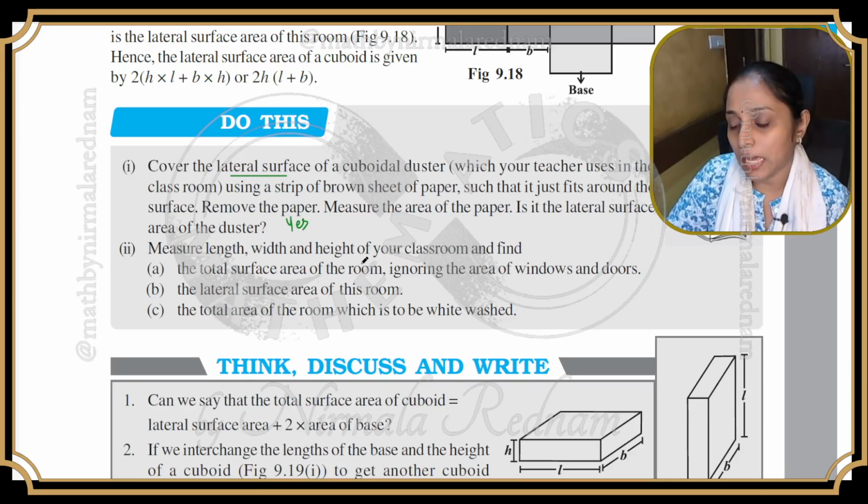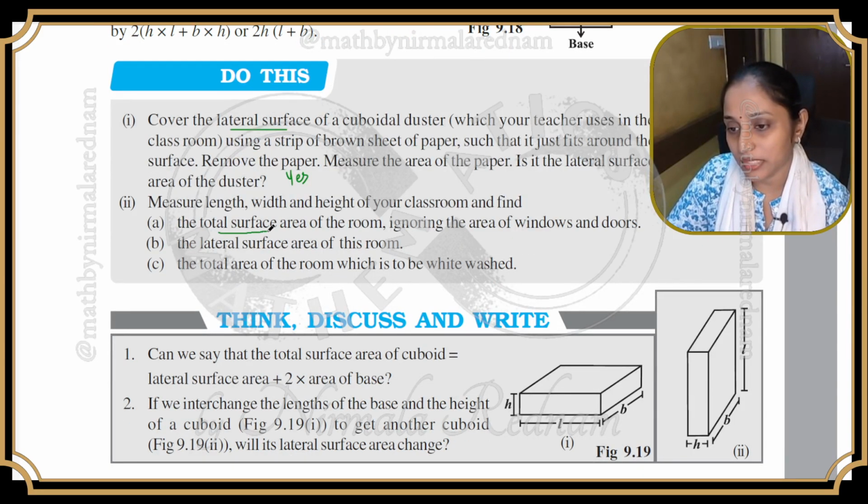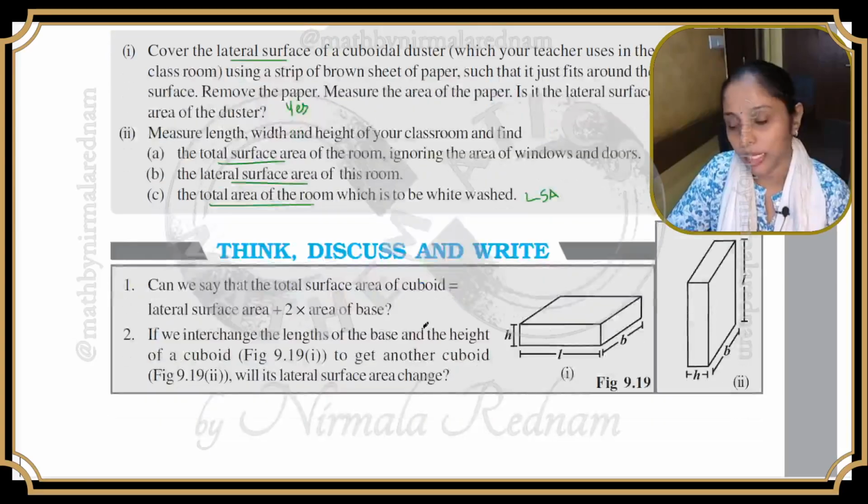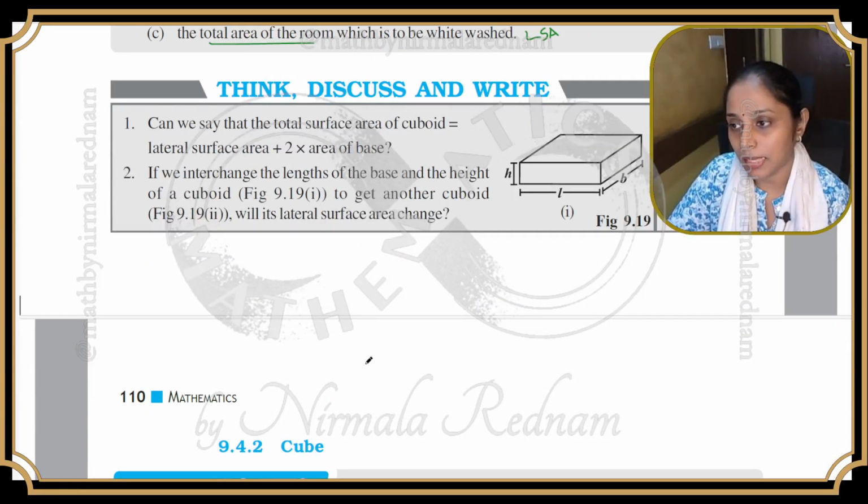Measure the length, width and height of your classroom and find the total surface area. You already know the formula for total surface area and lateral surface area. And lateral surface area means you're going to exclude the floor and the roof. So if you're taking the floor dimensions as L by B, then you will be excluding L into B. Total area of the room which is to be whitewashed, again this is nothing but the lateral surface area, because you will whitewash only the walls. You're not going to whitewash the roof and the floor, right? So that is the answer for that question.